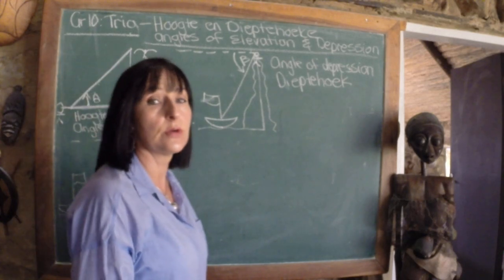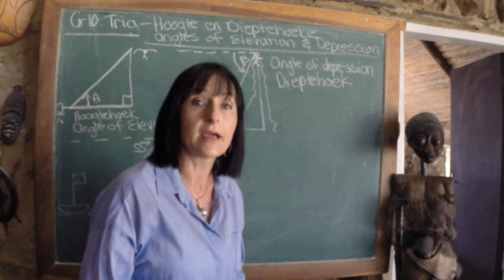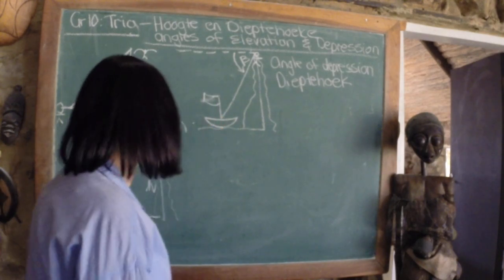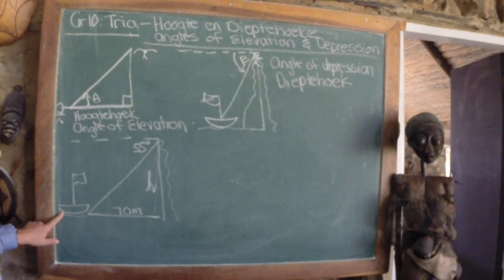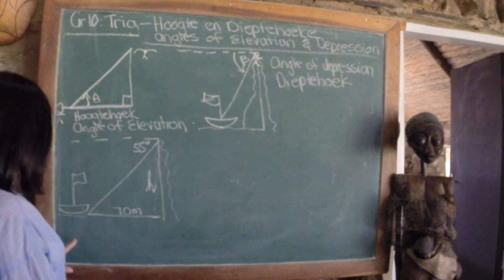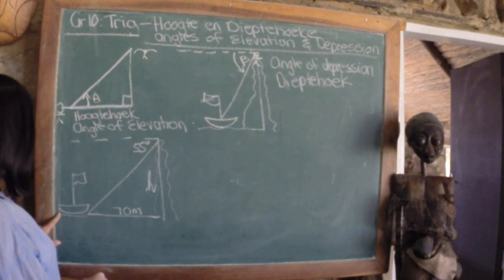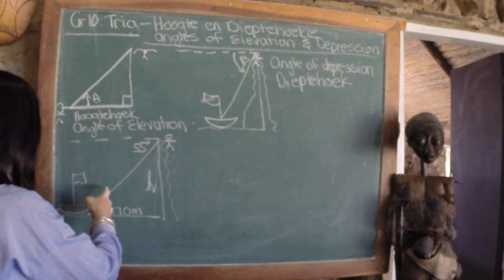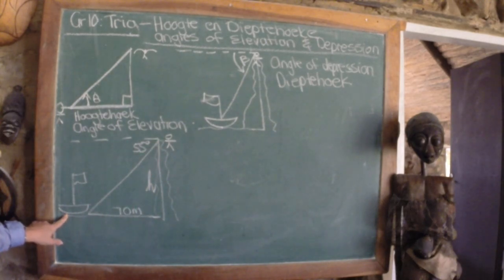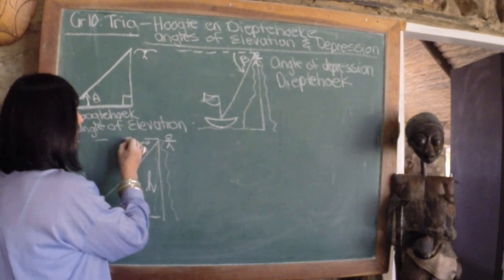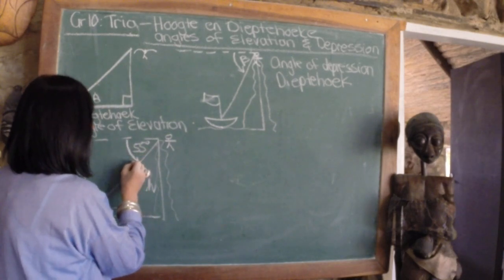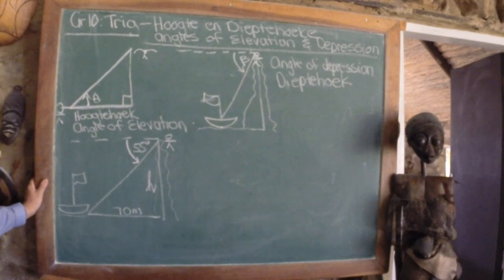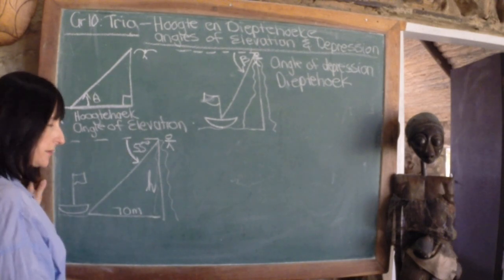So now we're going to do an example where you calculate things that you need to know. Hierso het ons 'n berg en weer die see en hier's 'n mannetjie wat hier staan and this guy is looking downwards to this boat on the ocean en die dieptehoek wat hier gevorm word, the angle of depression equals 55 degrees. So the question is, what's the height of the mountain? Wat is die hoogte van die berg?